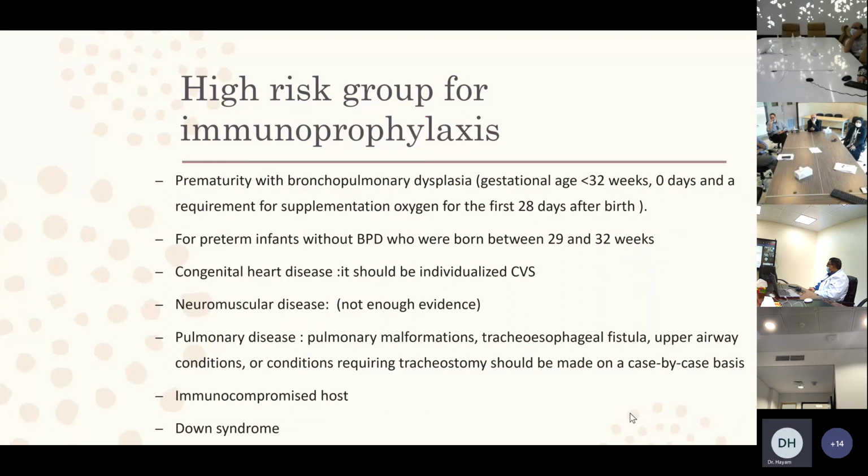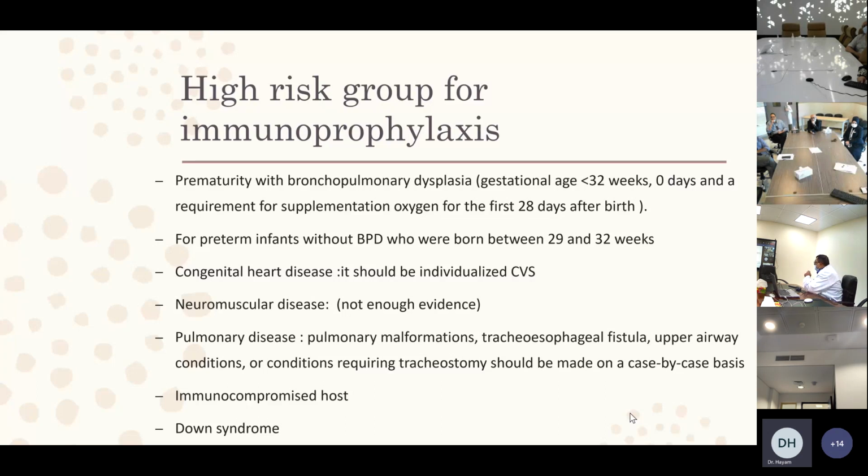Okay, so who are the highest-risk groups for immunoprophylaxis? Usually premature infants with CLD, who are below 32 weeks and required supplemental oxygen for the first 28 days after birth. They are one of the high-risk groups to receive immunoprophylaxis. Also any preterm without BPD who are born between 29 and 32 weeks, and any patient with congenital heart disease. Not all congenital heart diseases qualify for RSV prophylaxis, but it's a decision to be made by the neonatologist along with the cardiologist.